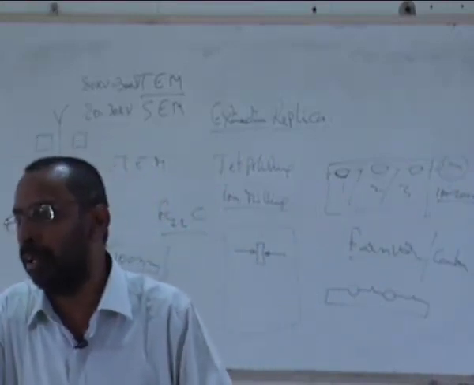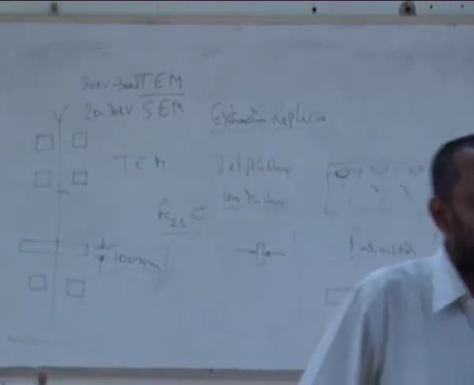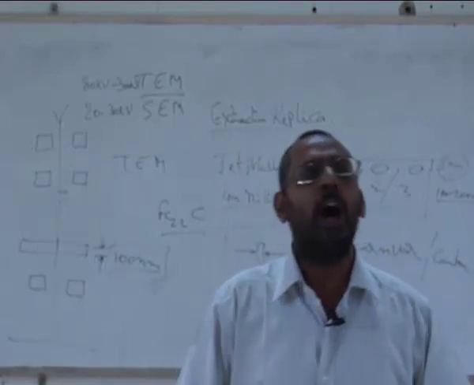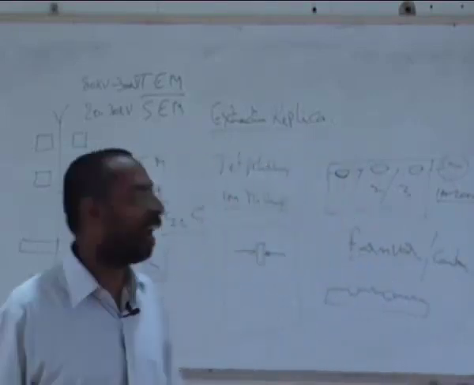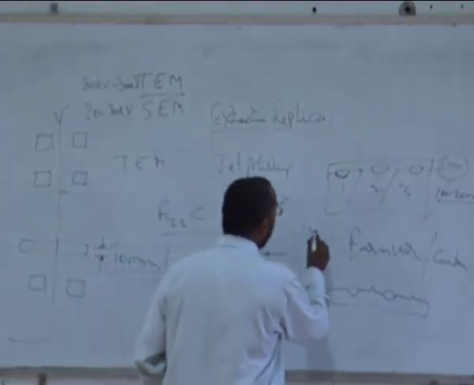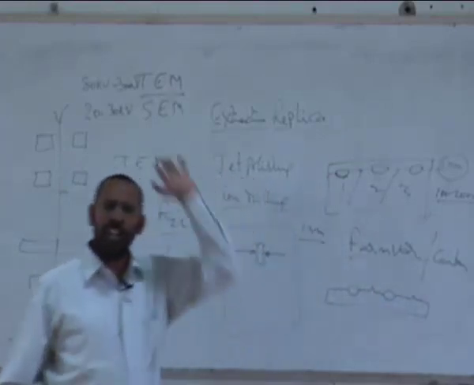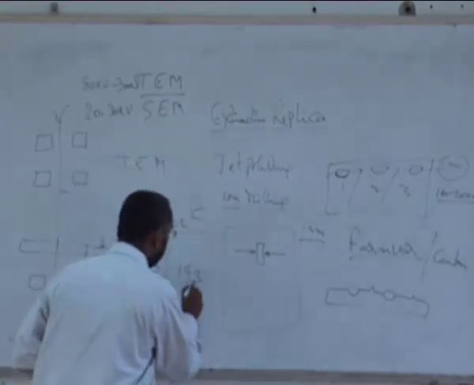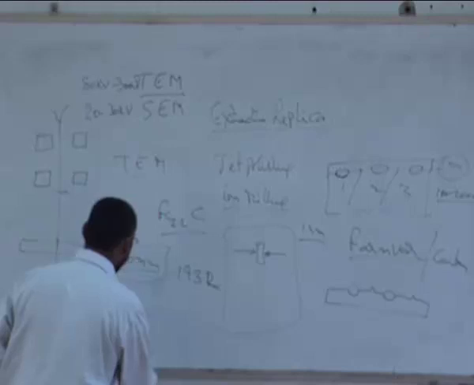And particularly if my interest is to see even atomic resolutions in a sample, obviously I am not able to get those things, because long back the resolutions that people had were only of the order of, as I told you, about 1 nanometer or so. The first electron microscope was built in 1932 by a person called Van Raska.